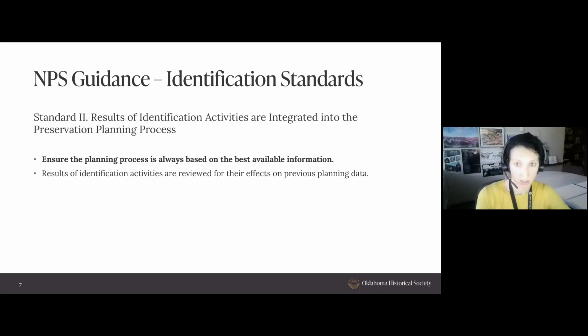The second standard is the results of identification activities are integrated into the preservation planning process. Ensure the planning process is always based on the best available information. And that's how we do it, by enacting this standard. Results of identification activities are reviewed for their effects on previous planning data.